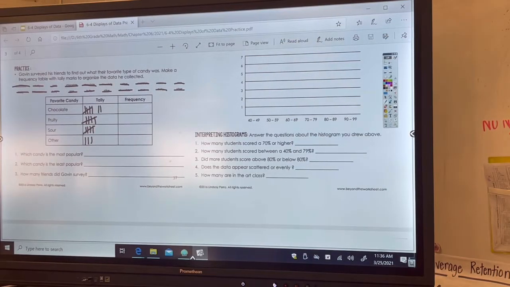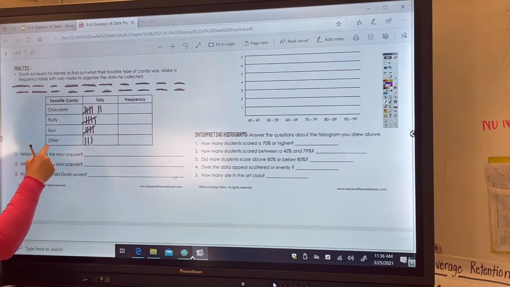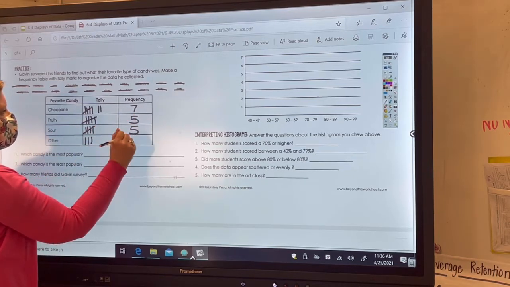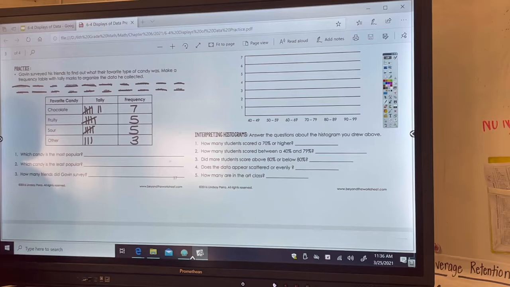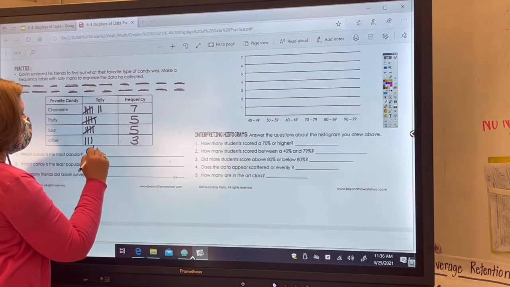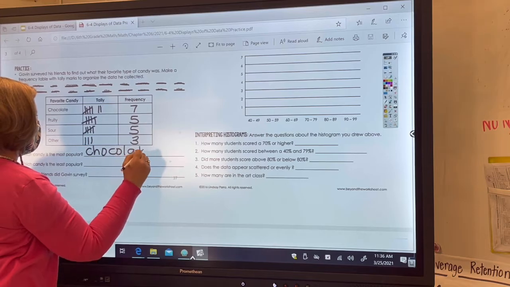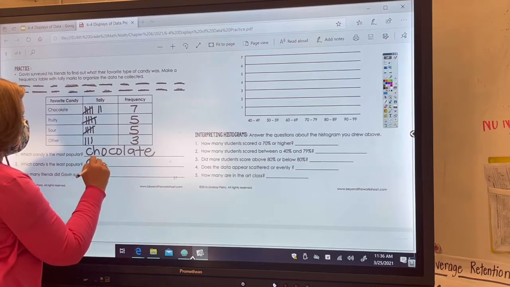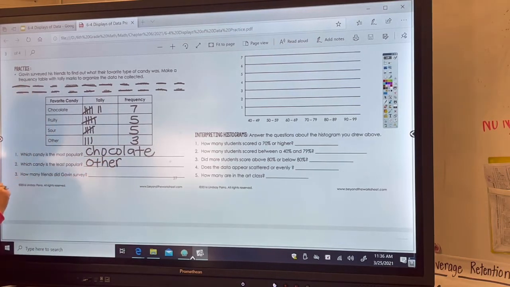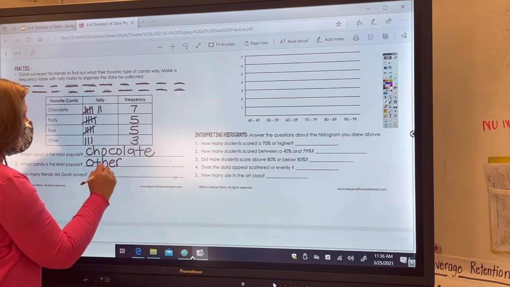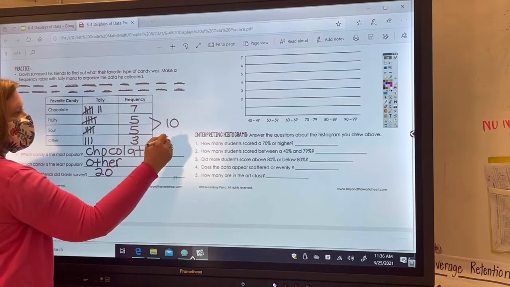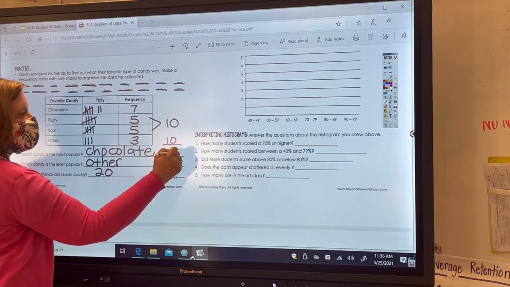All right, so how many people said chocolate is their favorite candy? 7. Fruity? 5. Sour? 5. Other? 3. So which candy is the most popular? Chocolate. My favorite. Which candy is the least popular? Other. I mean, what is other? And how many friends did Gavin survey? 20, because you got to add them all together. 5 plus 5 is 10. 7 plus 3 is 10. And 10 plus 10 is 20.